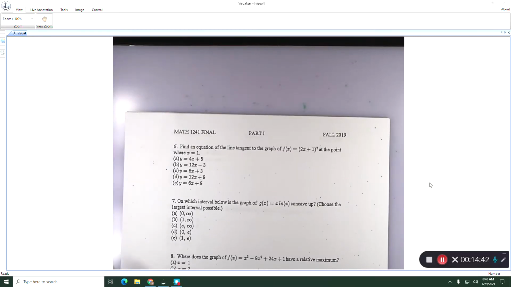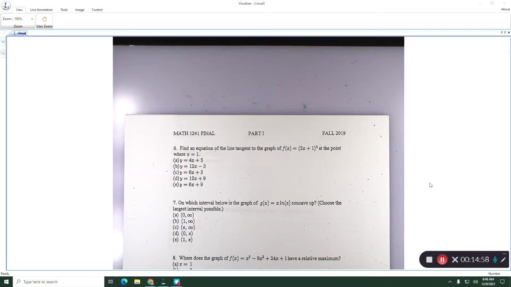So next, we get into something a little bit different. We are now not just taking the derivative, we're finding the equation of a line, or specifically it says find an equation of the line tangent to the graph of f of x equals 2x plus 1 squared at the point where x equals 1.